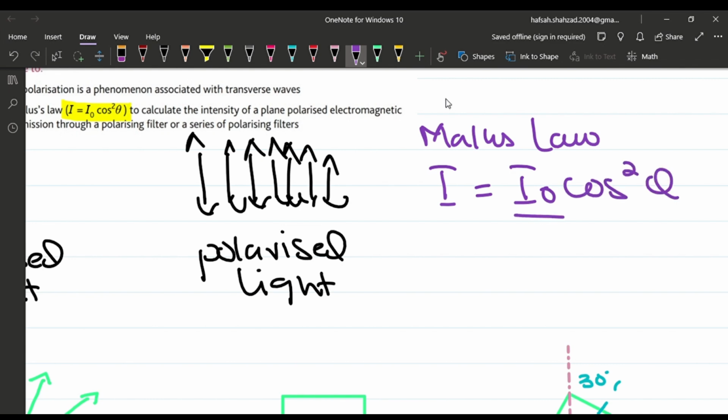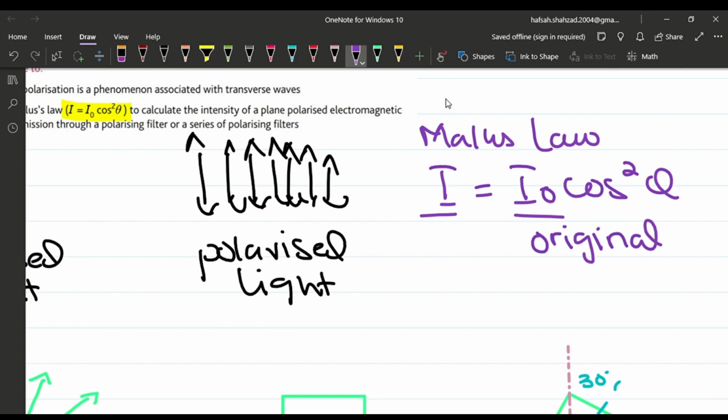Now this I naught represents the original intensity, like the intensity of the unpolarized light, and this I represents the intensity that will be coming off after the light has passed the polarizer. So this is the intensity we'll be calculating in a few minutes. I'll show you how to calculate the intensities.